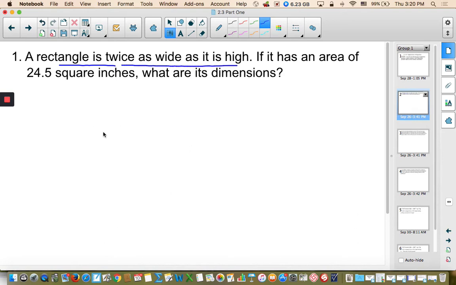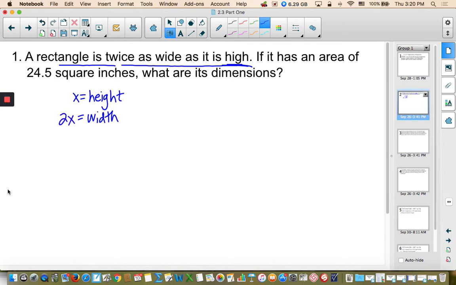So the first thing we're going to say is, if we know its height, we know that the width is twice as big. So I am going to say that our variable, we'll call it x, is going to stand for the height. I also know that it is twice as wide as it is high. So the width, we will call that twice as wide, right? So 2 times x.